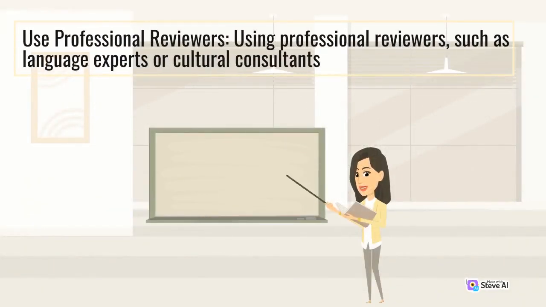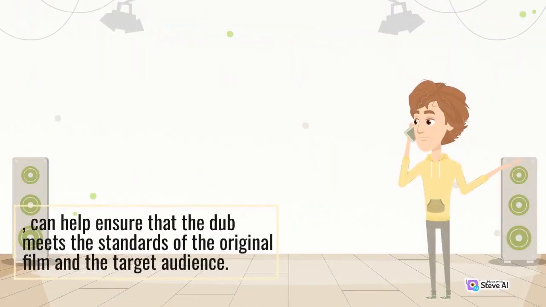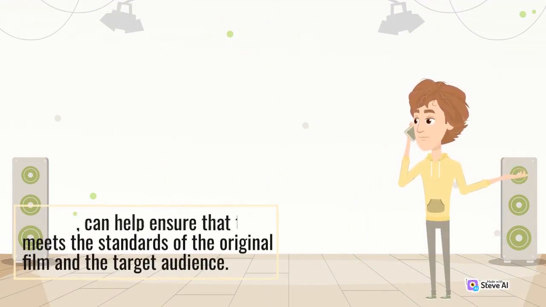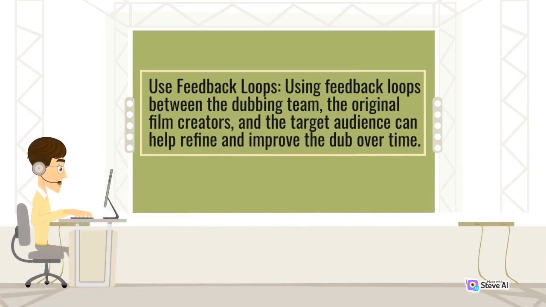Use professional reviewers. Using professional reviewers, such as language experts or cultural consultants, can help ensure that the dub meets the standards of the original film and the target audience. Use feedback loops. Using feedback loops between the dubbing team, the original film creators, and the target audience can help refine and improve the dub over time.